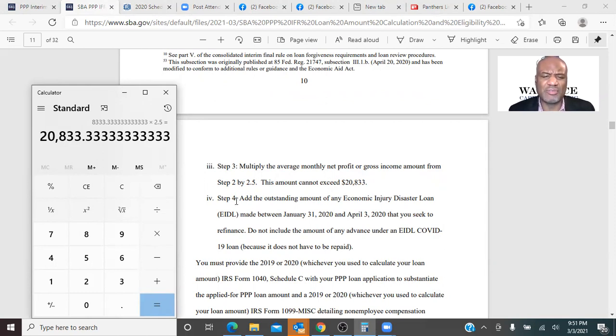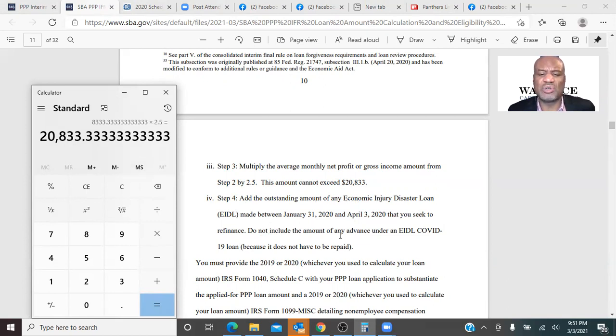All right. And then step four said add any outstanding amount of the EIDL loan, the economic injury disaster loan that was made between January 31st and April 3rd of 2020. Okay. So those are getting loans through them. And that's if, now let me read further, that you seek to refinance. So if you're looking to refinance, you can add on those.